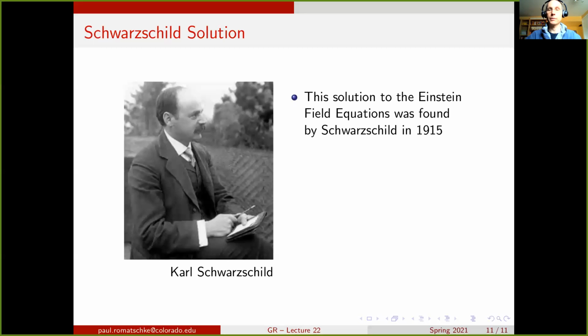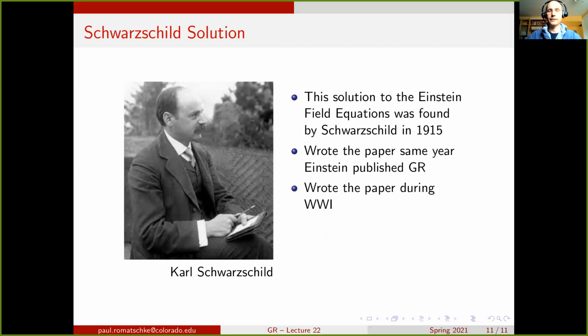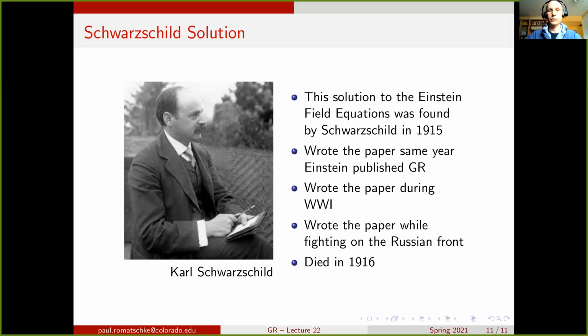It was first found and published by Karl Schwarzschild in 1915. I just wanted to point out that it's Schwarzschild and not any other funny version of his name, because Schild is just shield in German and doesn't have anything to do with children. Schwarzschild published this paper the same year that Einstein actually wrote down his equations for general relativity. As another bit of trivia, he wrote this paper during World War I, in 1915, while fighting on the Russian front. He didn't really get to see the impact that his work had on general relativity, because he died one year later, also during World War I.